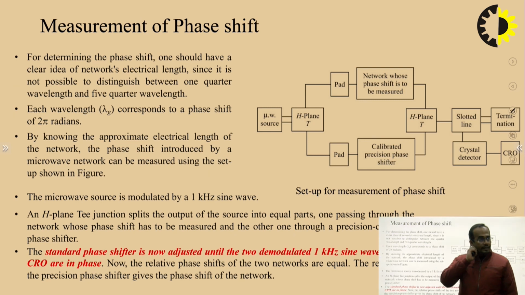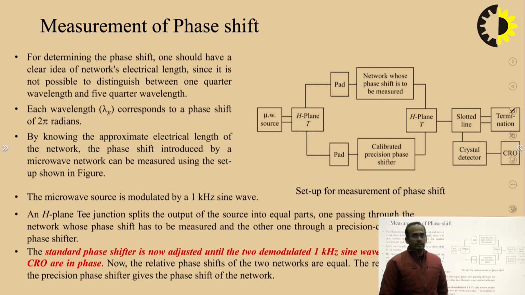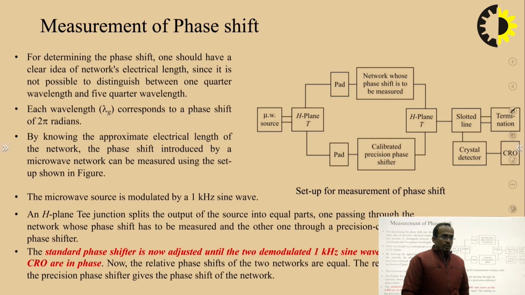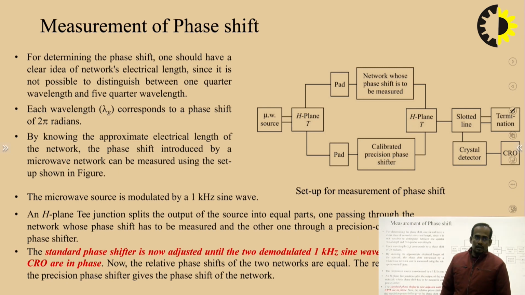Next is the measurement of phase shift. For determining the phase shift using the network's electrical length, it is not possible to distinguish between 1/4 wavelength and 5/4 wavelength, because each wavelength corresponds to a phase shift of 2 pi radians. Here you can see that the network phase shift is used, and a calibrated precision phase shifter is used. By knowing the approximate electrical length of the network, the phase shift introduced by the microwave network can be measured using the setup.